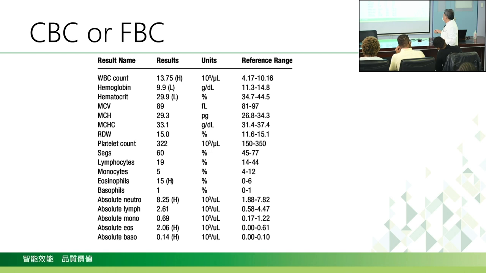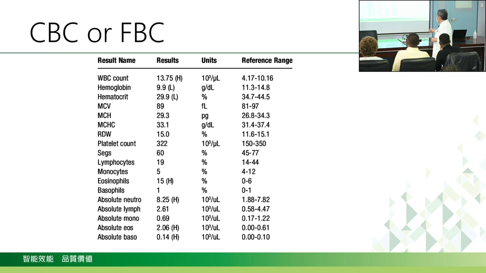Segment neutrophil is usually 60 to 75%. Lymphocyte is usually 15 to 25%. So usually the neutrophil is more than the lymphocyte, and there are some monocyte and some eosinophil. In this case, 15% eosinophil. Normally it is less than 5%, usually. This reference range is 6%, but 15 is high.